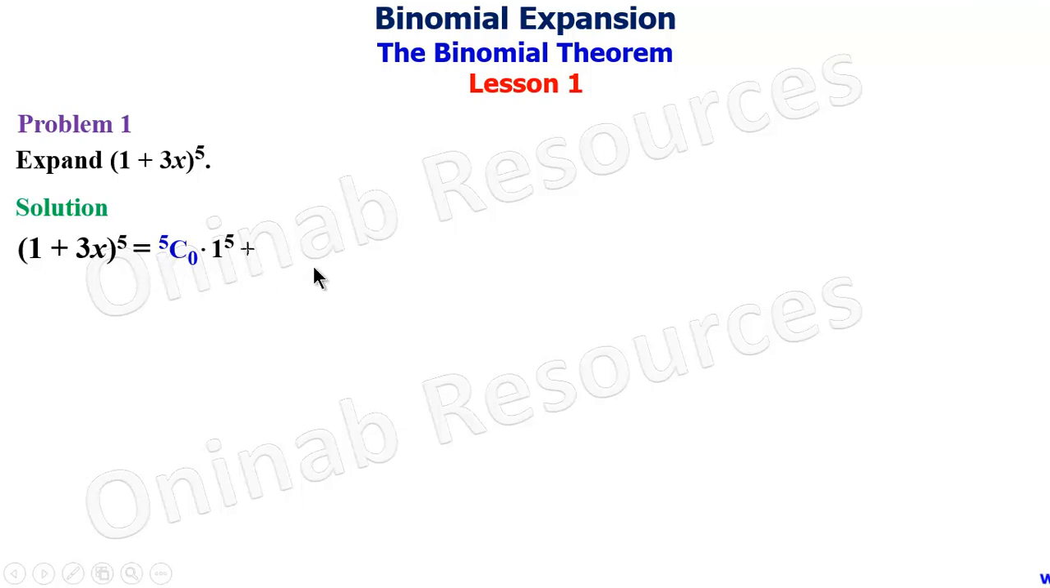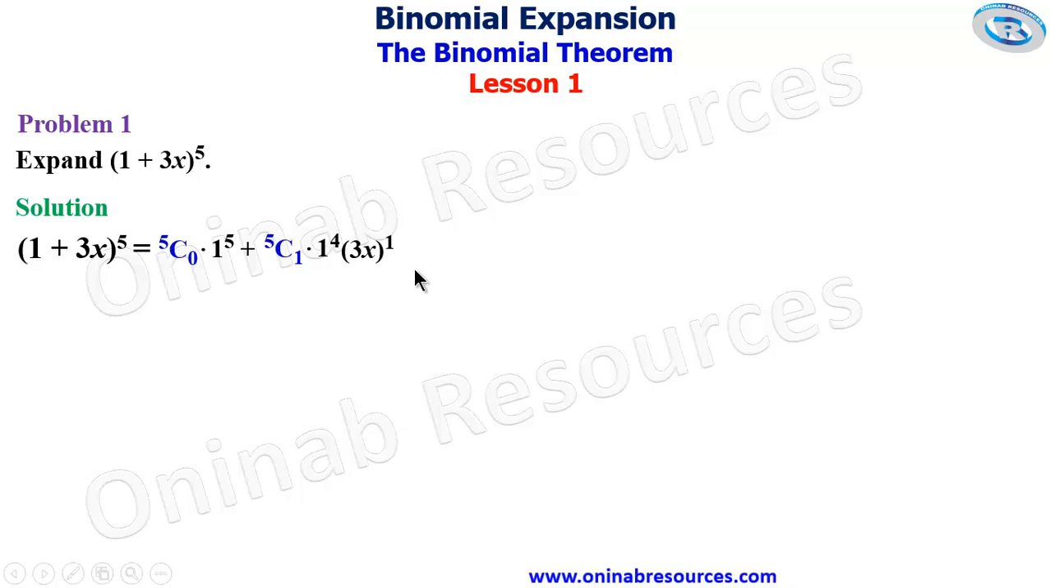Then we go to the next term. That's going to give us 5C1, and multiply by 1 raised to power 4. Remember, 5 minus 1 will give us 4. That will be the power of the first term. Then the subscript here will now be the power of 3x. So we have it as (3x)^1.